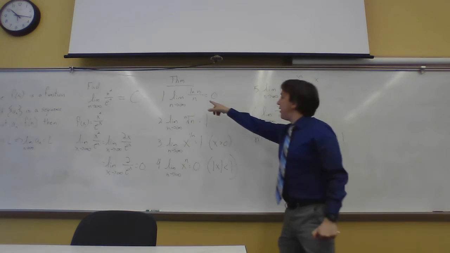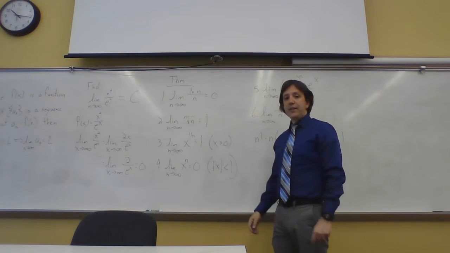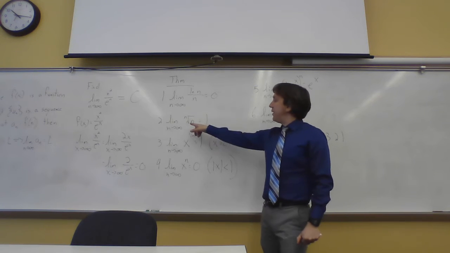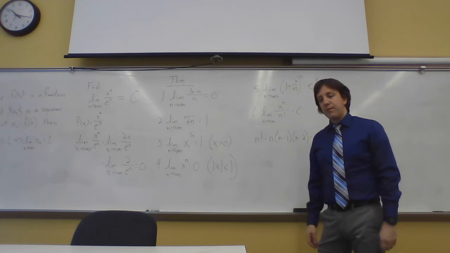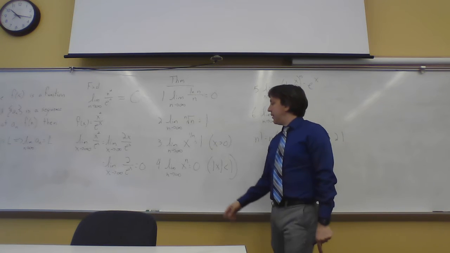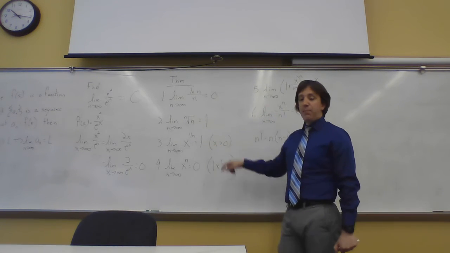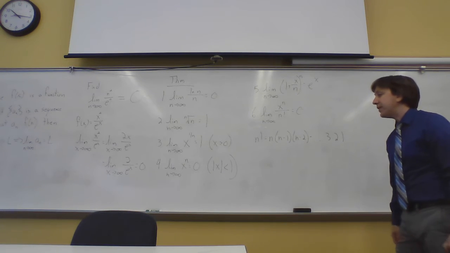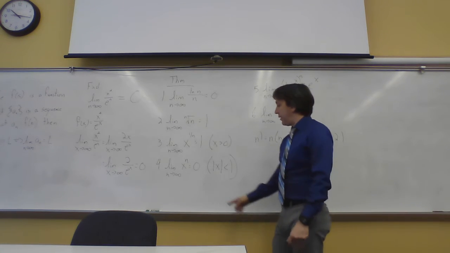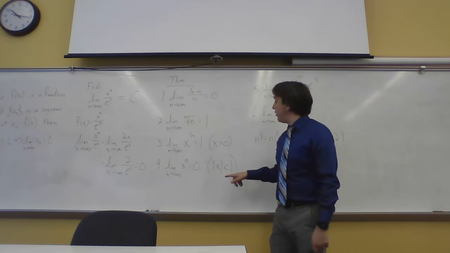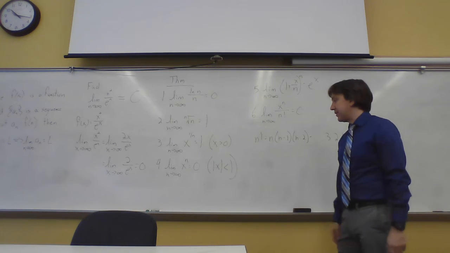The limit of the natural log of n over n is 0 as n goes to infinity. The limit of the nth root of n as n goes to infinity is 1. The limit as n goes to infinity of x to the 1 over n is 1 as long as x is positive. The limit as n goes to infinity of x to the n is 0 if the absolute value of x is less than 1.